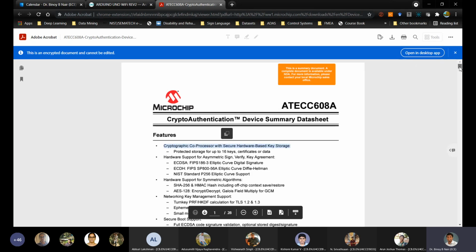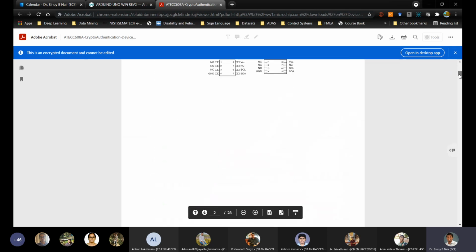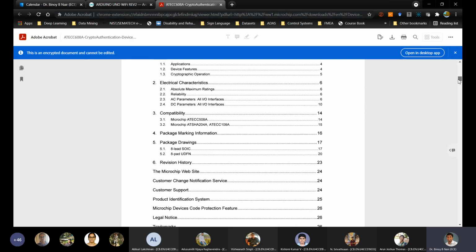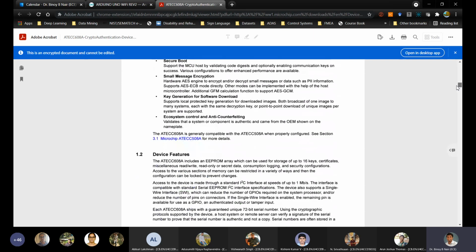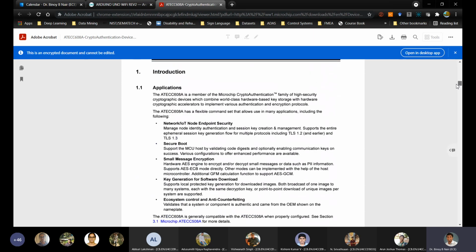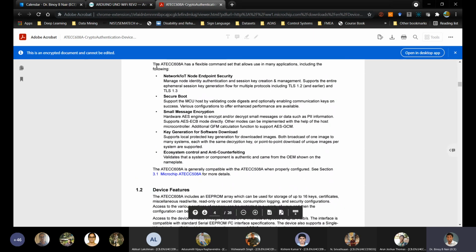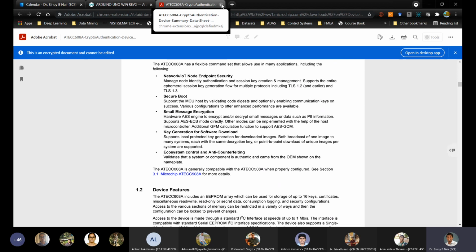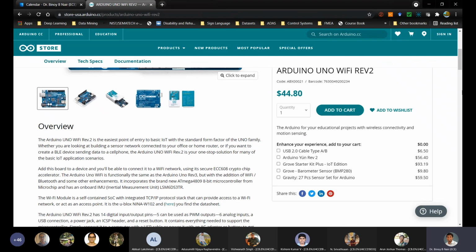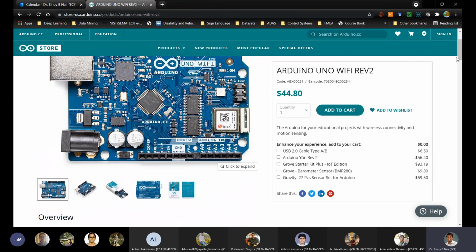So there is a separate board which will help you with the authentication and the security. It will do all these things, so you don't have to do this manually. It will automatically provide you with security. I don't think your traditional Arduino Uno had this, but the Arduino Uno Wi-Fi Rev 2 has all this. It also has a Wi-Fi module built into it.